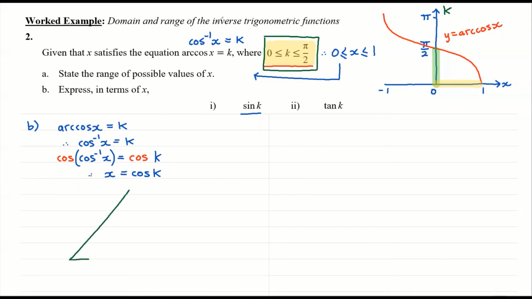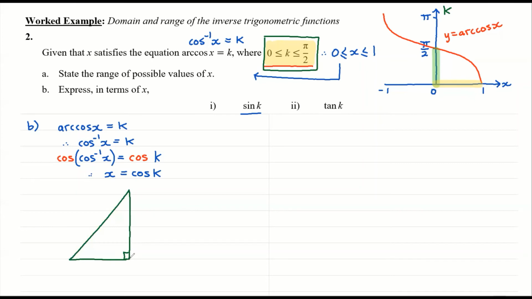Let's do that. So I'm going to draw a right angle triangle. And the beauty of this is because we have that restriction on k as being acute, between 0 and pi over 2, that means that we can use a right angle triangle really effectively and we get the answer directly from this. We don't have to worry about the CAST diagram and all possible angles between 0 and 2 pi or beyond.